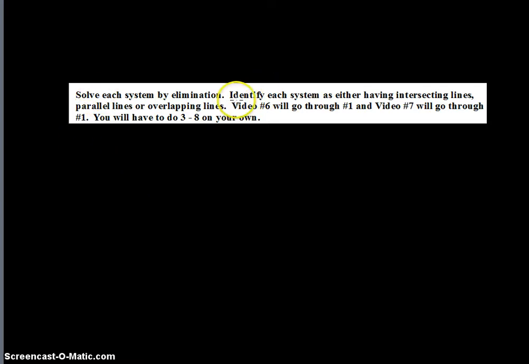So I just want to go back to the directions because it's so important to understand what we're finding. Identify each solution as either having intersecting lines, parallel, or overlapping. Well, we've been doing intersecting lines for the past 2 days, and now we're going to add parallel and overlapping. So let's start to look at number 1.